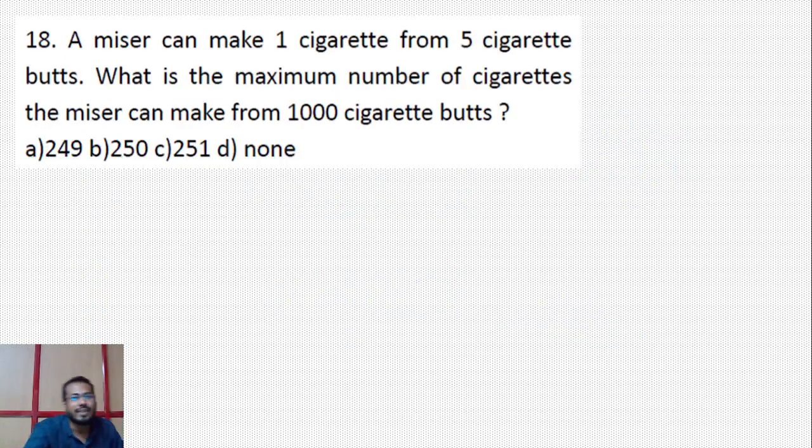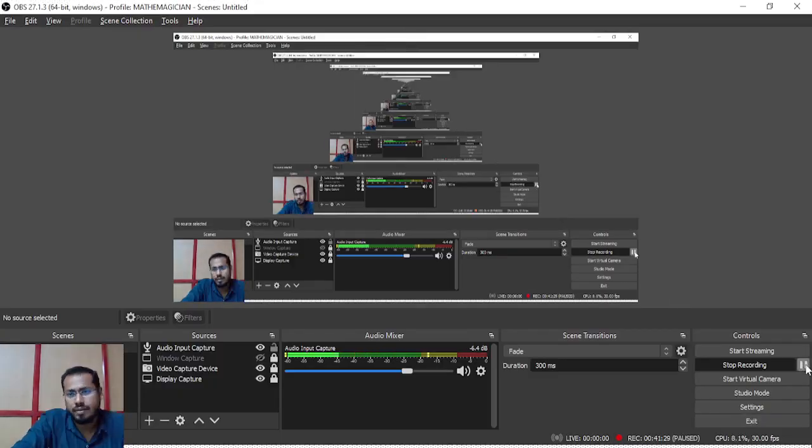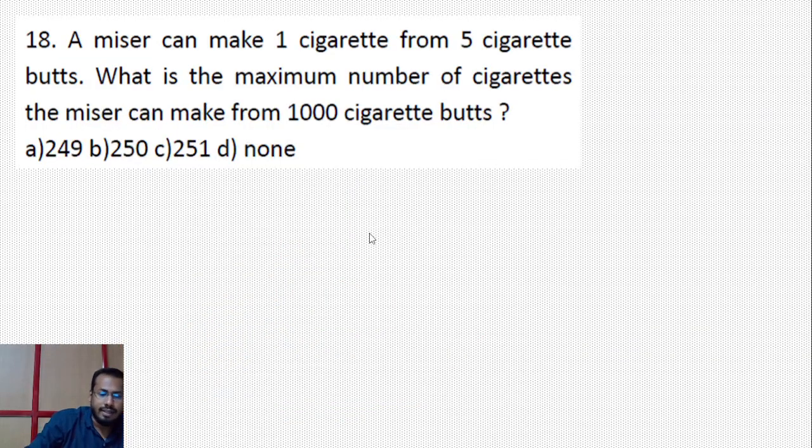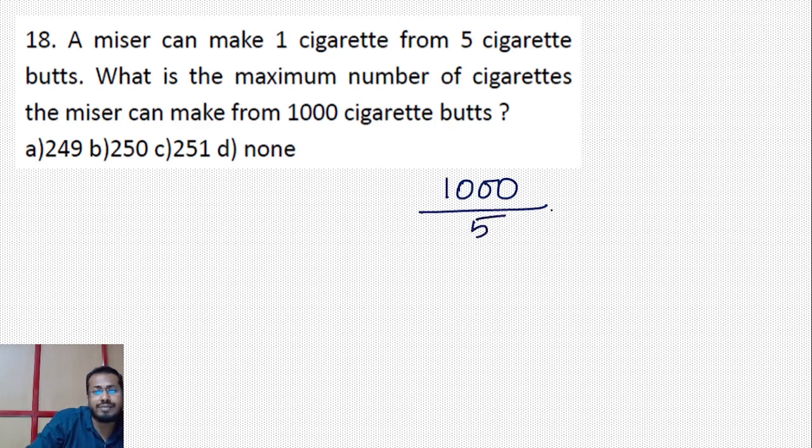Next question. A miser can make one cigarette from 5 cigarette butts. What is the maximum number of cigarettes the miser can make from 1000 cigarette butts? Here we can get the answer by understanding this concept. Out of 1000 butts, a miser can make one cigarette out of 5. So how many groups of 5 are there? We need to find this. So 200 cigarettes you can make from 1000 cigarette butts.